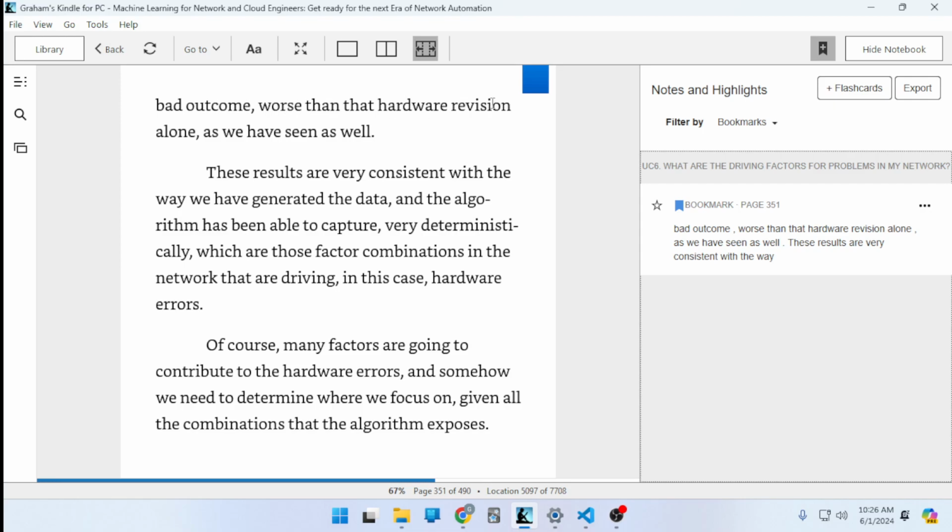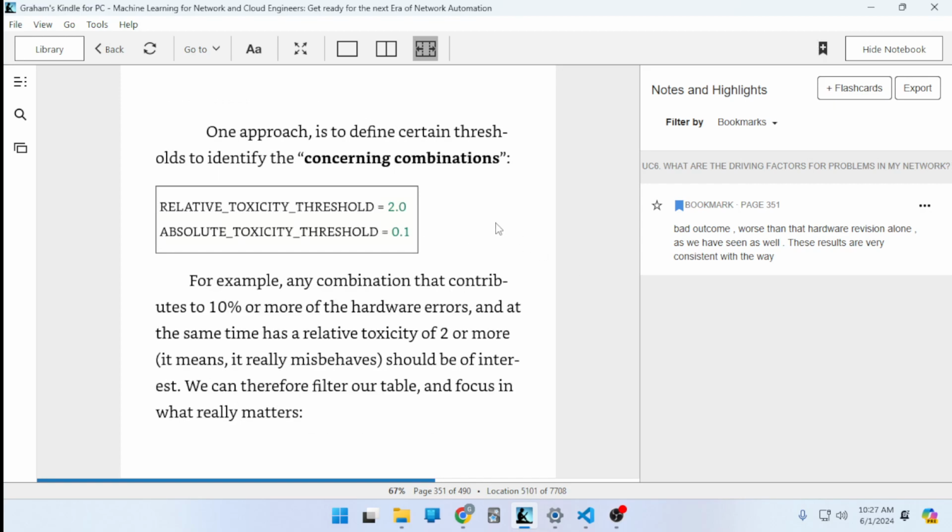Okay, so bad outcome, worse than the hardware revision alone, as we have seen as well. Those results are very consistent with the way we have generated the data, and the algorithm has been able to capture very deterministically which are those factor combinations in the network that are driving, in this case, hardware errors. Of course, many factors are going to contribute to the hardware errors, and somehow we need to determine where we focus given all the combinations that the algorithm exposes. One approach is to define certain thresholds to identify the concerning combinations.